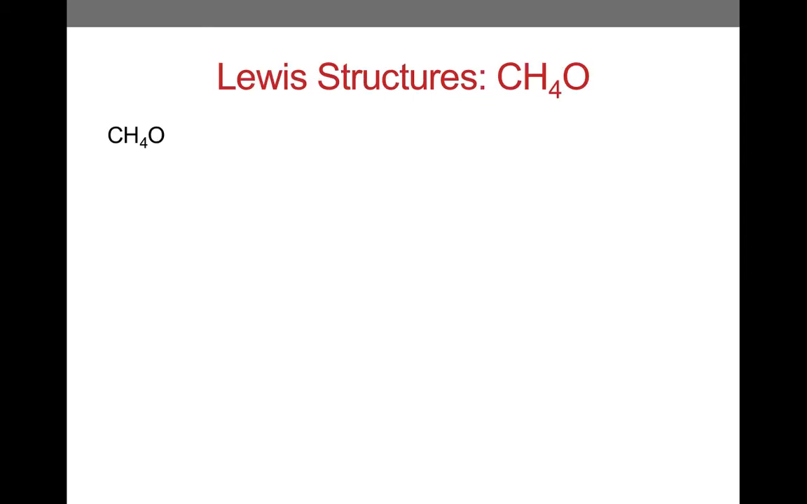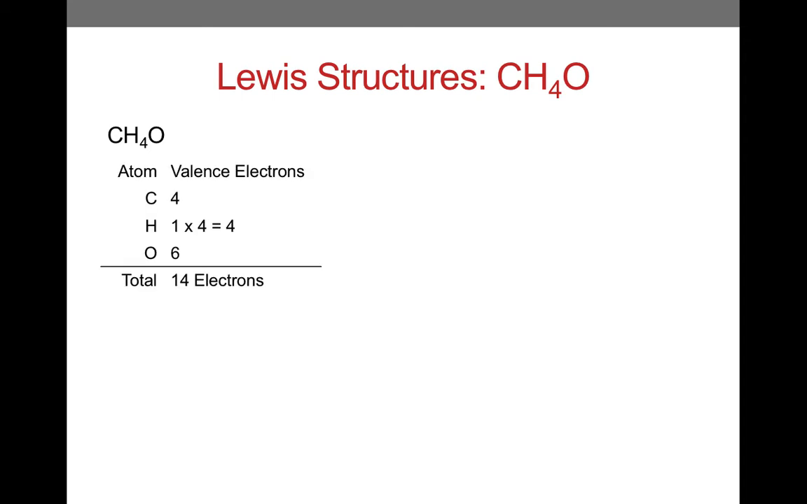Now it's time to practice drawing some Lewis structures. Let's start with CH4O, methanol. You will learn the nomenclature of many functional groups in upcoming lessons. The first thing I do when drawing a Lewis structure is to make a table that contains the elements in the formula, how many valence electrons each has, and then add them up to get the total number of electrons.